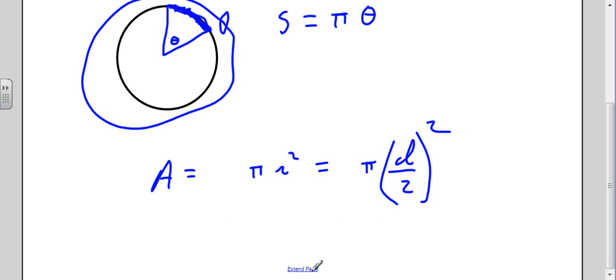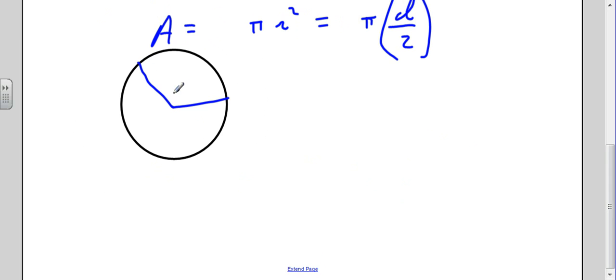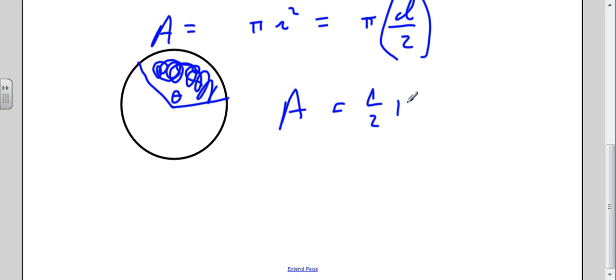So now I ask myself, if I have a circle and I just have a piece of it, and I want to find that area, what is that area going to be? The area of a sector is going to be one half r squared theta. There we go.